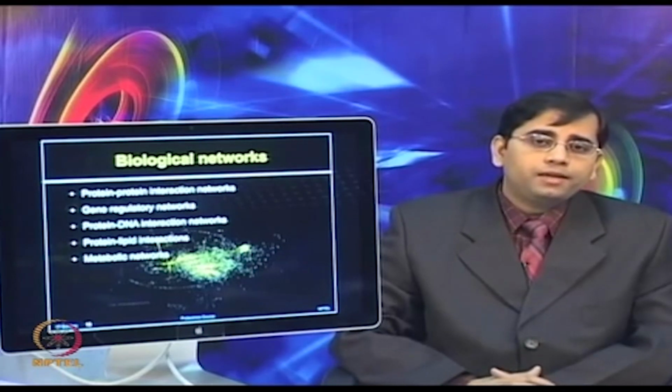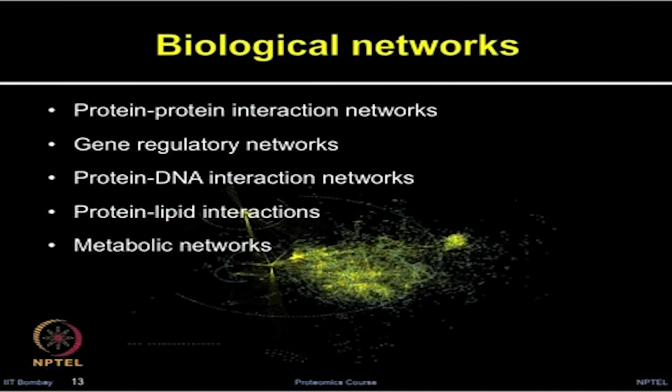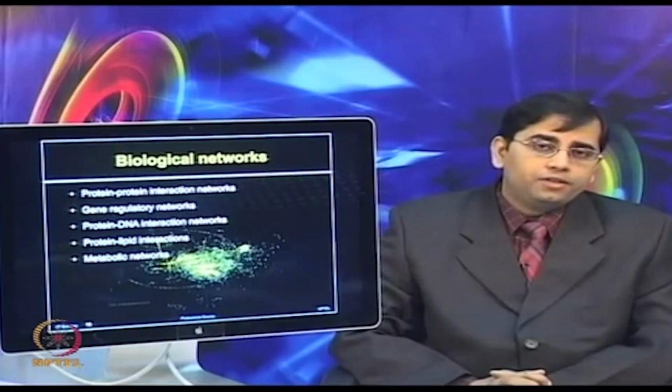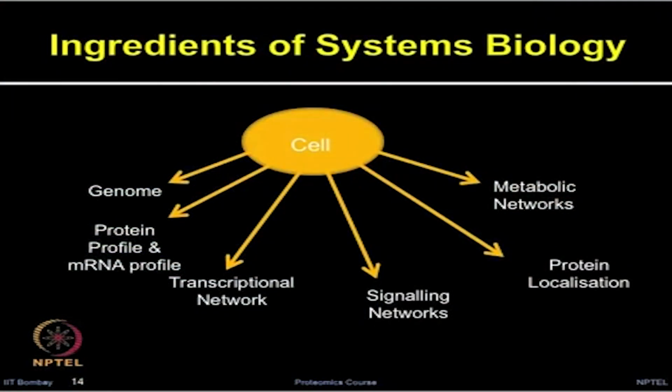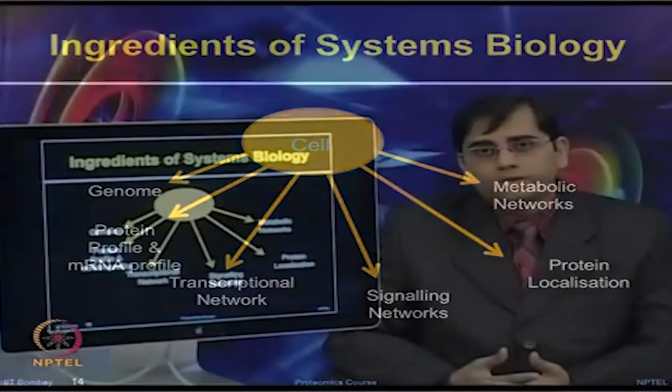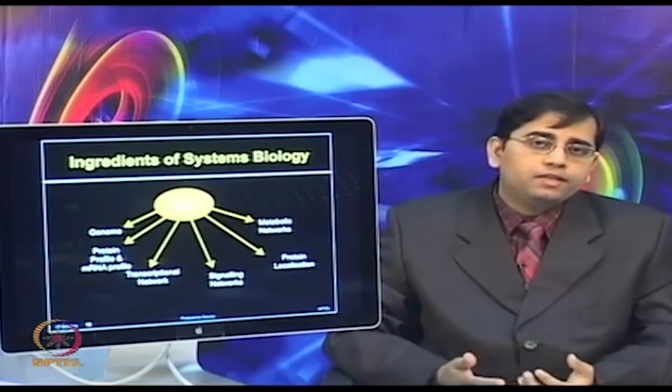There are different types of biological networks such as protein-protein interaction networks, gene regulatory networks, protein and DNA interaction networks, protein lipid, protein other biomolecules networks and metabolic networks. The various ingredients of systems biology: for example, if you are studying a cell and the system's behavior, one needs to look at the genome, its transcriptome profile, proteome profile, how protein, DNA and different types of transcriptional networks are altered, protein-protein signaling networks, multimeric complexes, how they are formed, how protein is localized in the intracellular dynamics and metabolic networks. So, all of these are ingredients of studying a system.